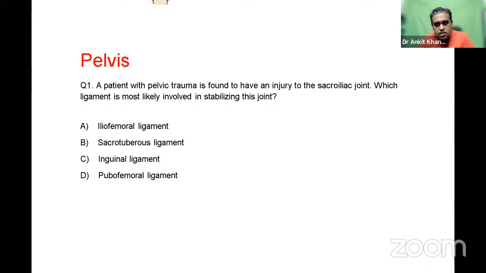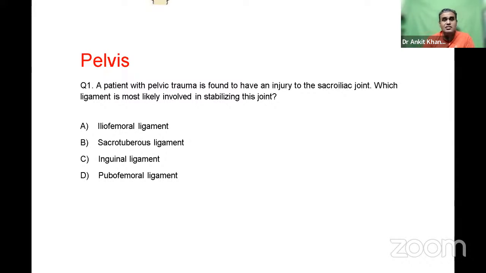So, injury to the sacroiliac joint, which ligament is most likely involved in stabilizing this joint? Sacroiliac ligament. But if there is no option like sacroiliac ligament, see, sacrum and ilium, two bones, joint. Which ligament? There is anterior sacroiliac, posterior sacroiliac, and interosseous sacroiliac ligament. Quite strong ligaments, but none of them is in the options. What to choose now? Then you have to apply your mind now. Let us see the options.